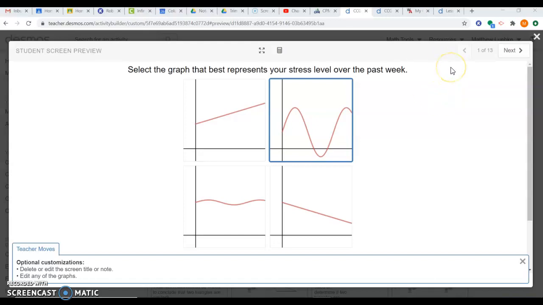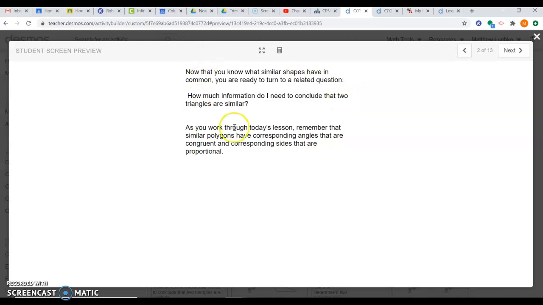Okay, here is the video guide for lesson 3.2.1. When we look at the introduction slide for this second part of chapter 3, what it's going to tell us here is what other information we need to conclude that two triangles are going to be similar.